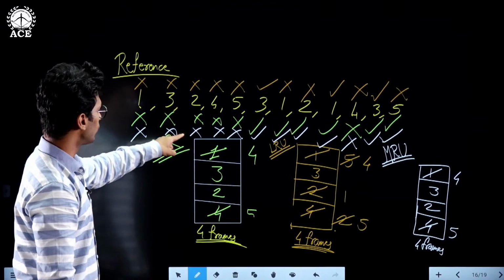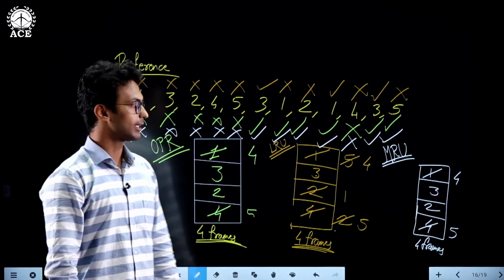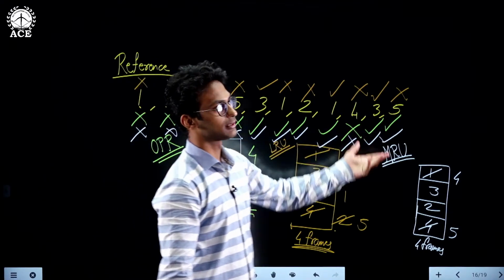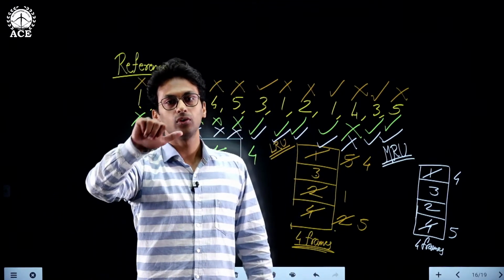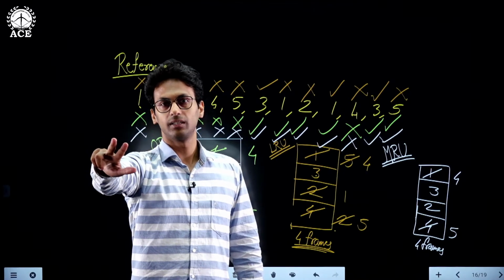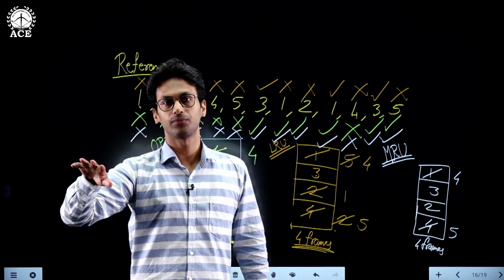See, 1, 2, 3, 4, 5, 6. 6 page faults are there. How many page hits are there? 1, 2, 3, 4, 5, 6. 6 page hits are there. Okay. I hope FIFO, optimal replacement algorithm, least recently used and most recently used, these 4 algorithms are clear to all of you.